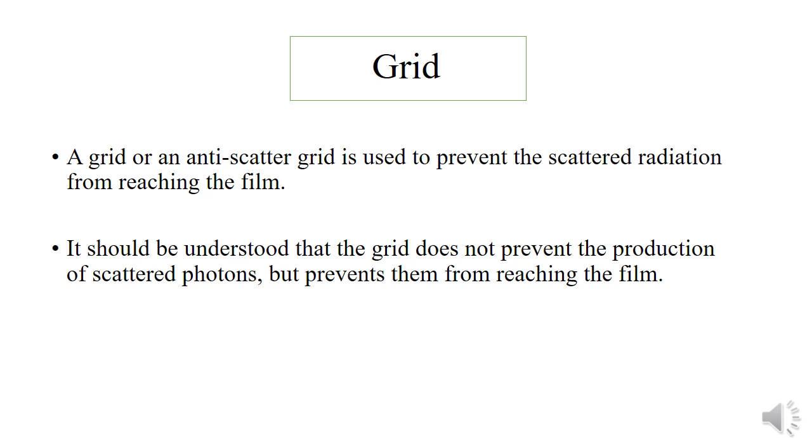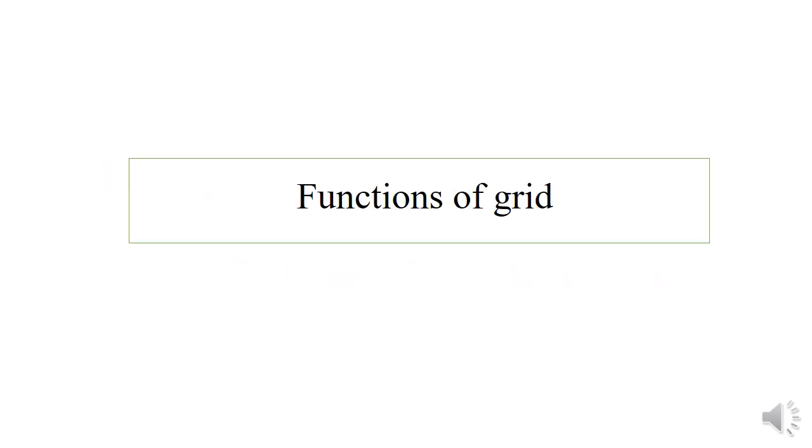Now, what is a grid? A grid, or an anti-scatter grid, is used to prevent the scattered radiation from reaching the film. It should be understood that the grid does not prevent the production of scattered photons but prevents them from reaching the film.